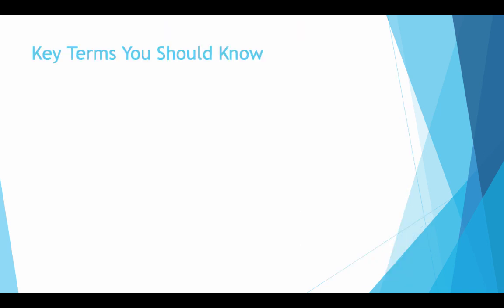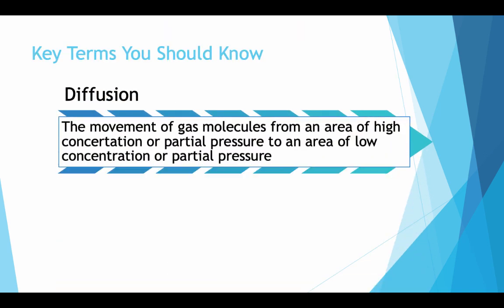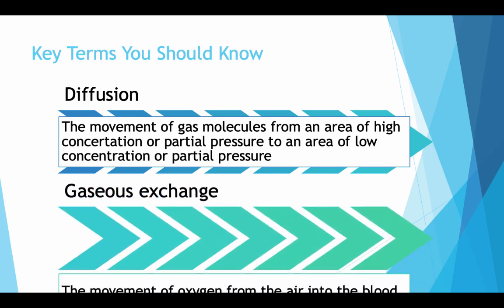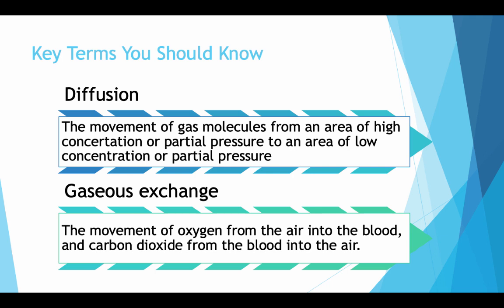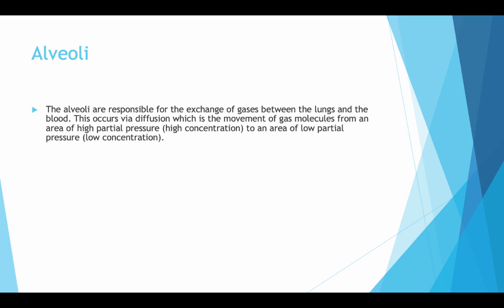Key terms you should know. Diffusion: the movement of gas molecules from an area of high concentration or partial pressure to an area of low concentration or partial pressure. Gaseous exchange: the movement of oxygen from the air into the blood and the carbon dioxide from the blood into the air. Alveoli: the alveoli are responsible for the exchange of gases between the lungs and the blood. This occurs via diffusion, which is the movement of gas molecules from an area of high partial pressure to an area of low partial pressure.